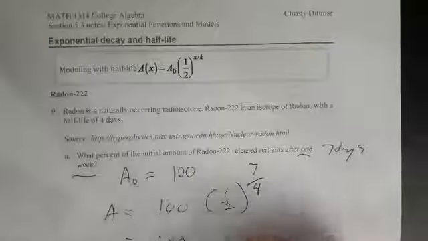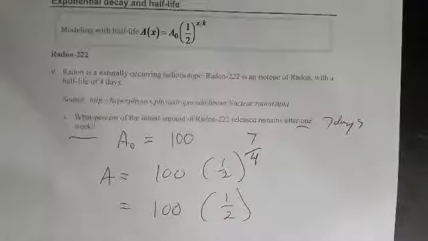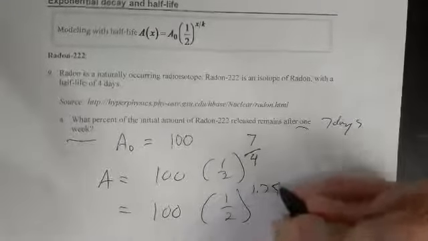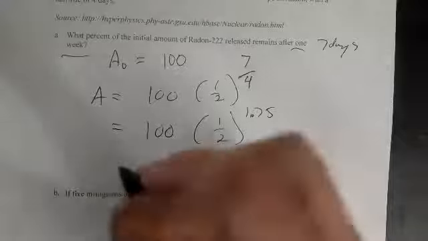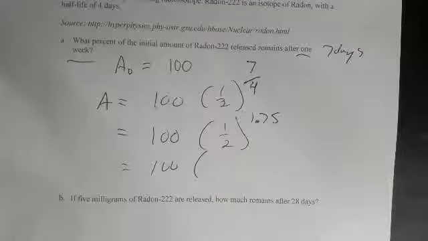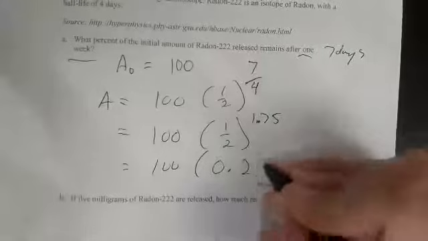But if I start with 100%, I'm going to halve it, and I'm going to do 7 quarters. It's going to give me 1 3/4, 1.75. In decimal, it might be easier to plug this into your calculator. So if we do 0.5 to the 1.75, it may be easier to plug in. But what we're saying is 0.2973, I think, will be enough places.